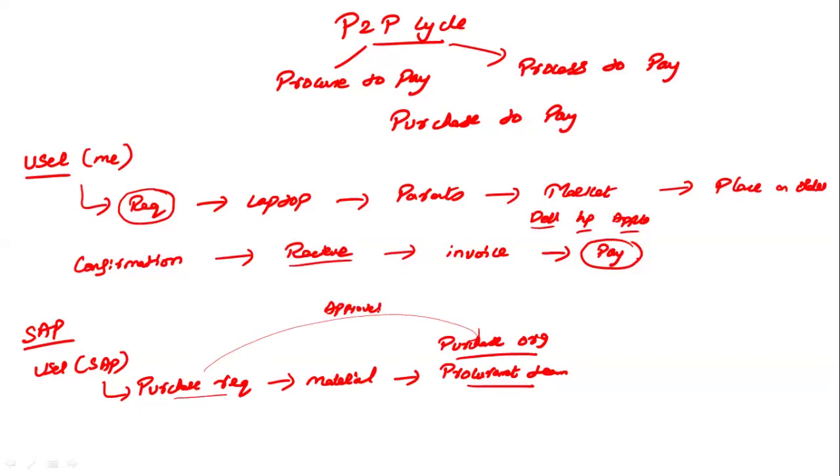As soon as it is approved, that will go to the procurement team. And what the procurement team will do is see if this material is already purchased or not. If it was purchased in the past, they will go with the same supplier. If they have not purchased this material initially and this is the first time they're buying this material, then they will go with the process called RFQ.